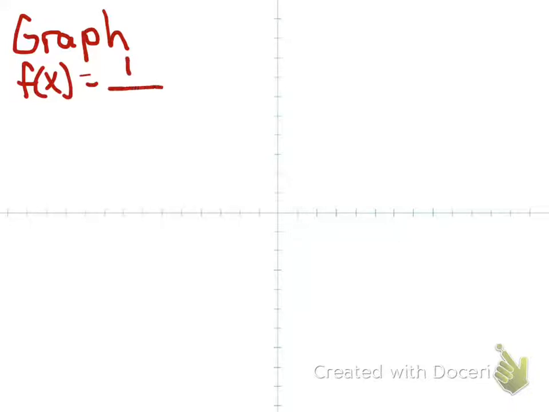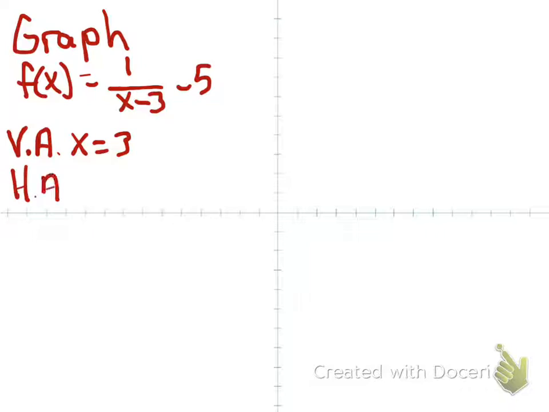So let's give an example that covers all that. I want you to graph 1 over x minus 3, minus 5. If I'm graphing this by hand, I would first figure out my vertical and horizontal asymptotes. Here my vertical asymptote is x equals 3, taking the opposite of that, or setting x minus 3 equal to 0. The horizontal asymptote is that k, which is negative 5, so y is equal to negative 5.